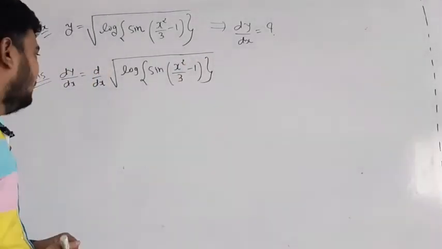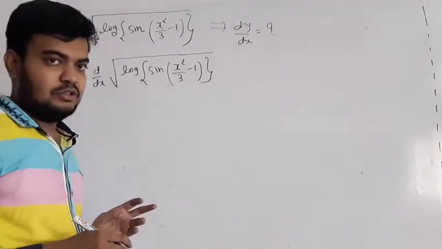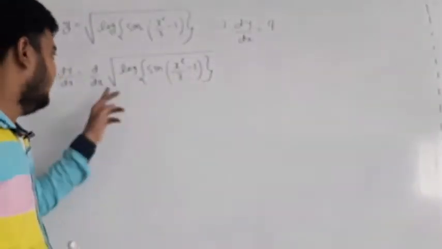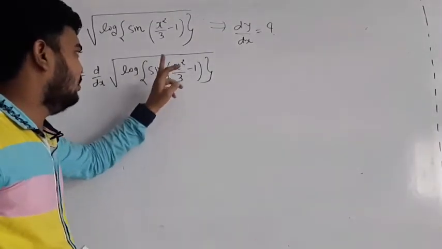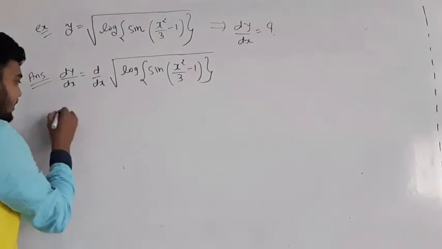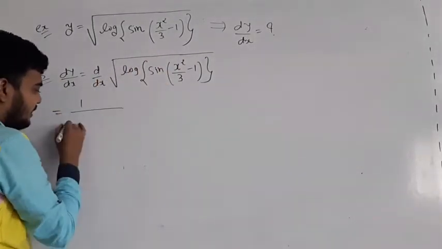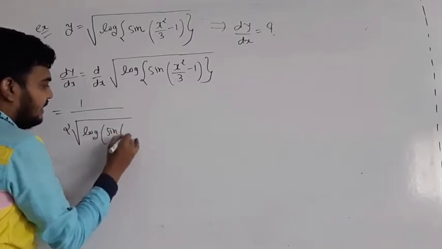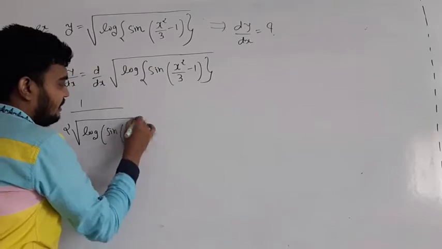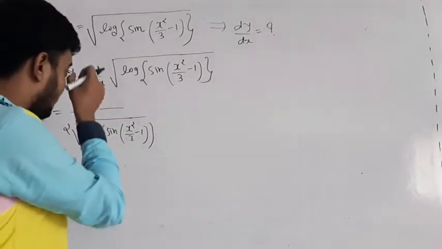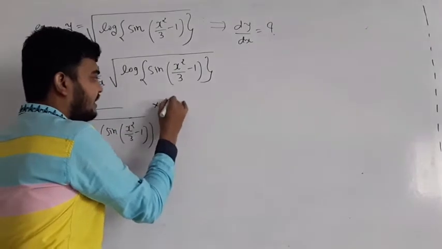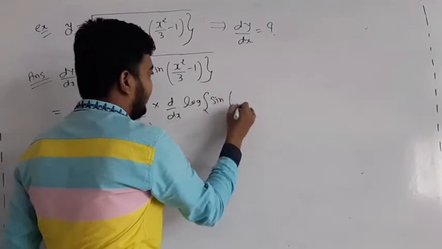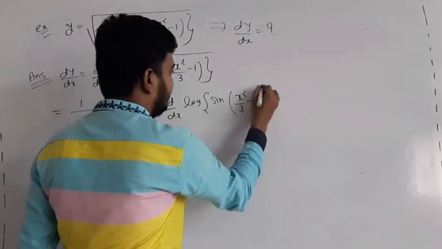Okay, so here first root comes. So we know that derivative of root is 1 by 2 root of inner function. So here inner function is this whole thing, log of sine of x square by 3 minus 1. So derivative of this root is 1 by 2 root of this whole thing, log of sine of x square by 3 minus 1. Okay beta. Now derivative of root is complete. Remaining derivative is d by dx of log of sine of x square by 3 minus 1.